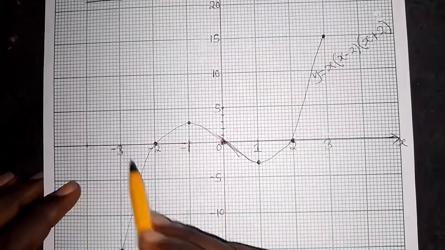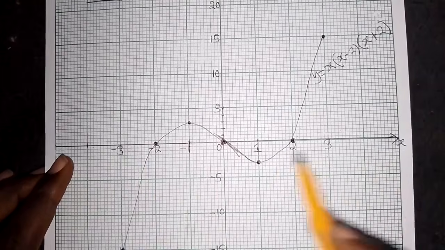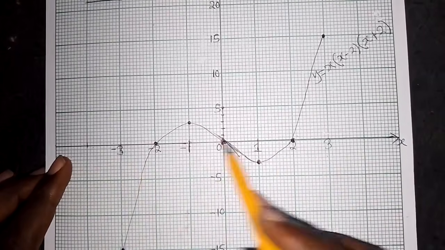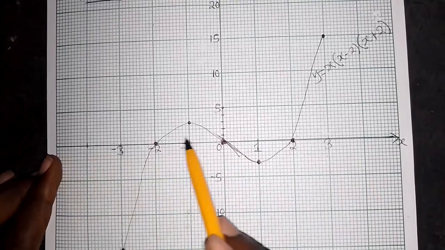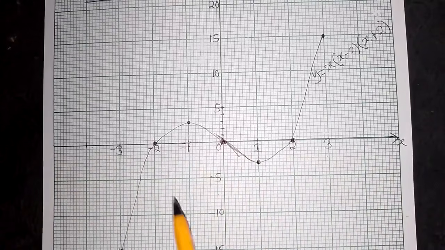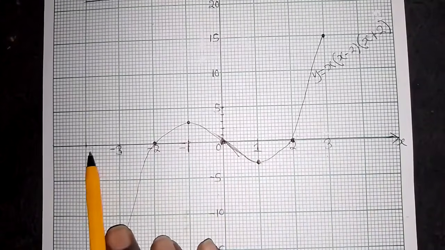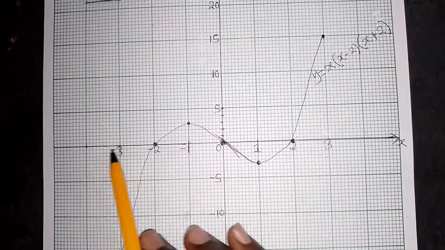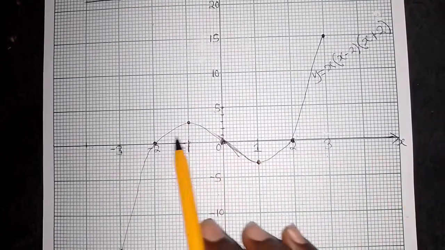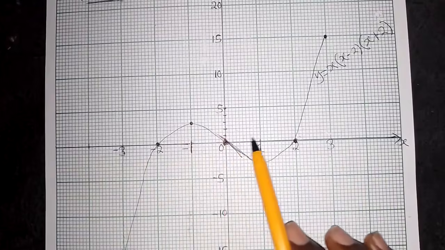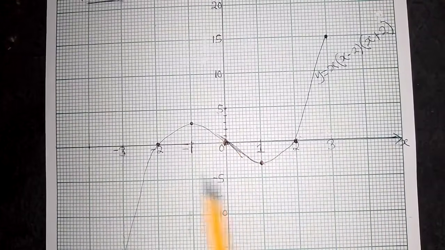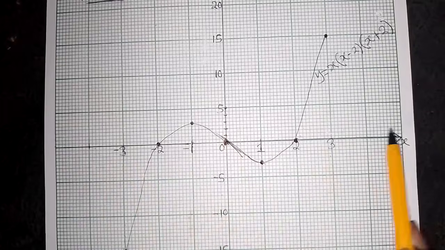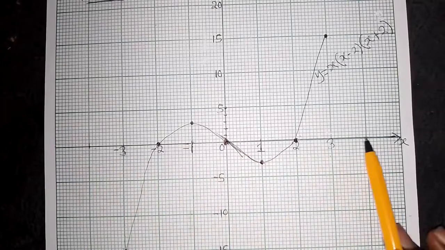I told you that y is equal to 0 is the x-axis. Have you seen? So y is equal to 0 is the x-axis. So if I was to draw a line, it should pass here. This is where it is going to pass. It's going to pass here like this, like that. That is how it is going to come.